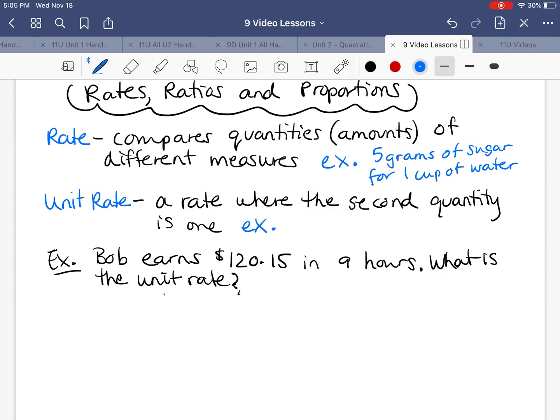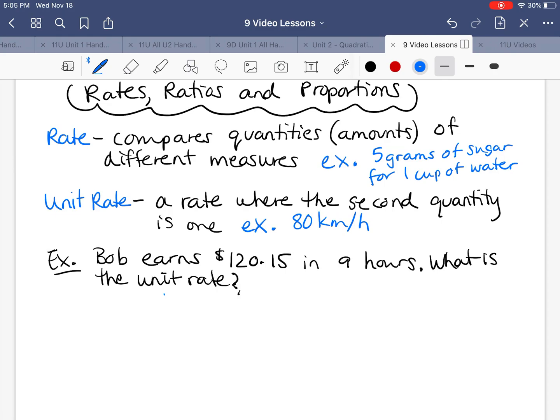A unit rate is a rate where the second quantity is 1. For example, we might drive 80 kilometers per hour. So that's 80 kilometers in 1 hour. Let's look at a bit of a longer question, which involves a calculation.